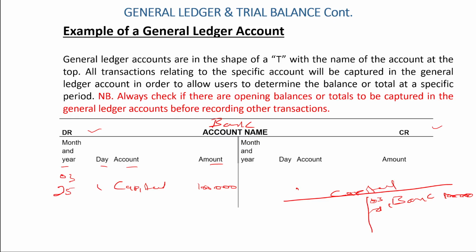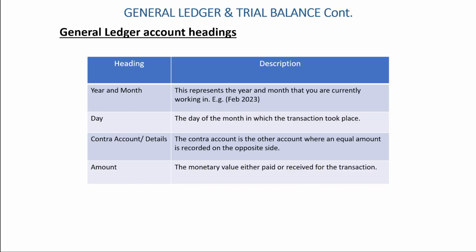This is the framework of the general ledger T account. This is where we get to say that we debit bank and then we credit capital. So this is how we explain it in the general ledger account. These are the descriptions of the general ledger accounting headings, which I've already explained most of.